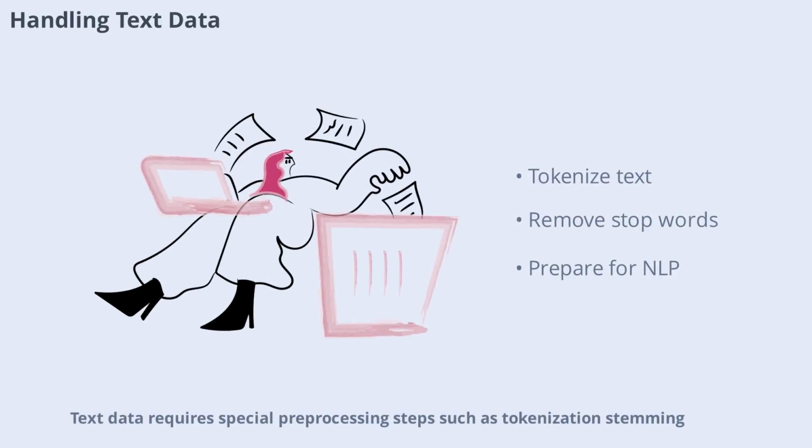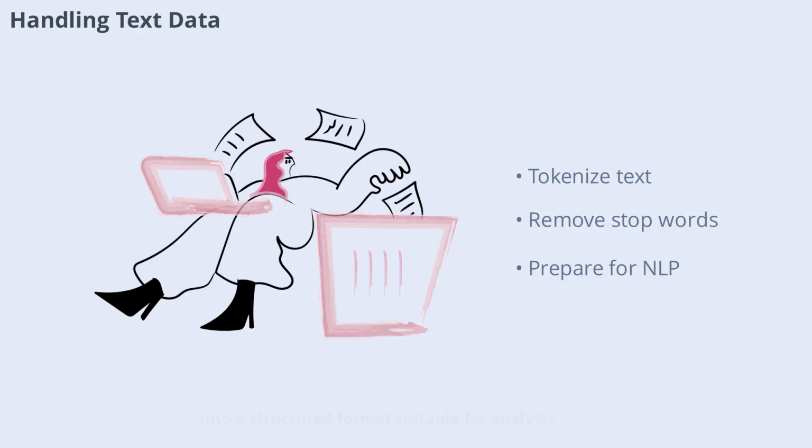Text data requires special preprocessing steps such as tokenization, stemming, and removing stop words. These techniques help convert unstructured text into a structured format suitable for analysis. Proper text preprocessing is essential for natural language processing and text mining tasks.